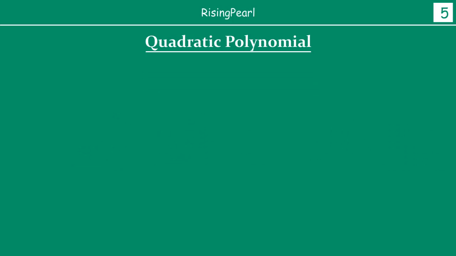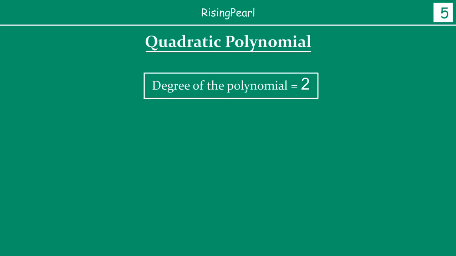Now, what about quadratic polynomial? Whenever the degree of polynomial is 2, we say it is a quadratic polynomial. So, let's say y squared plus 2y. So here we have a polynomial. There are two terms. It's a polynomial in variable y. So y is raised to power 2, and here y is raised to power 1. So clearly the degree of this polynomial is 2, and so this is a quadratic polynomial.